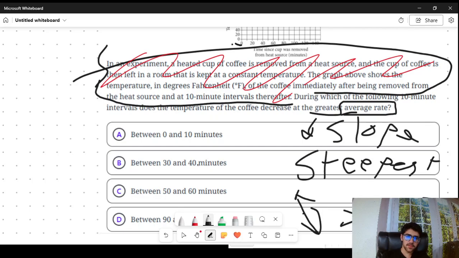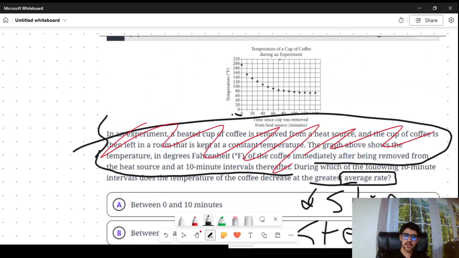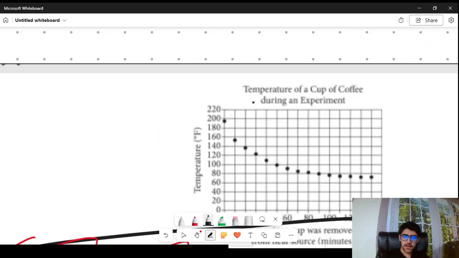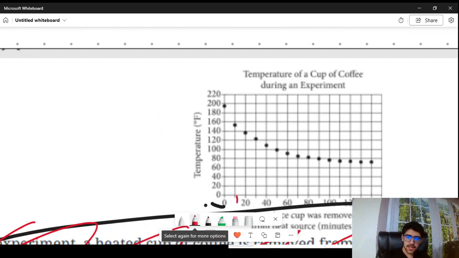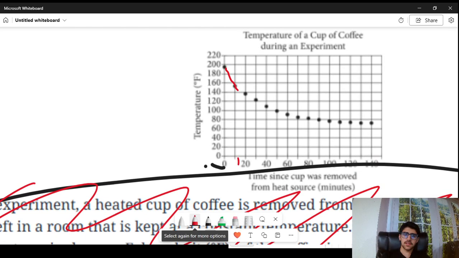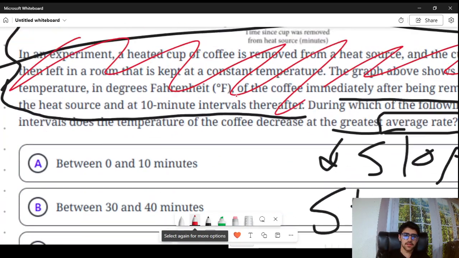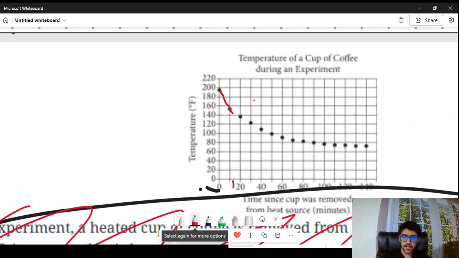So let's look at the answer options. There's 0 to 10, 30 to 40, 50 to 60, and 90 to 100. If you close up right here, between 0 and 10, the slope is about like this. Let's just draw that, our line between the two points. Technically it's the linear line between the points, and you could call it a line of best fit, I guess. But then between 30 and 40, it looks like this.